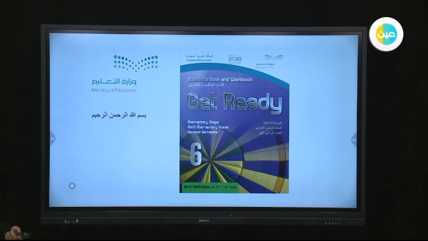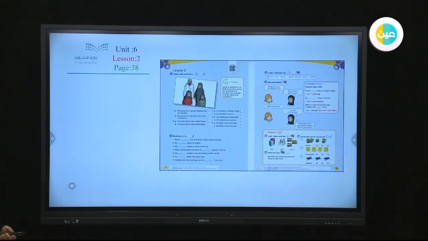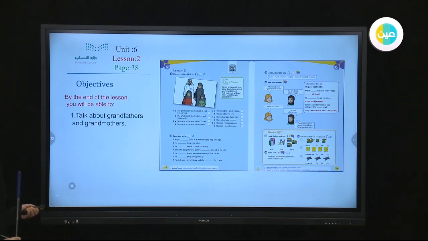Let's start. Bismillah. Okay, today inshallah we are going to have Unit 6, Lesson 2. Open your books on page 38. And we are going to continue talking about past actions that happened to our grandfathers and grandmothers. By the end of the lesson, inshallah, you will be able to talk about grandfathers and grandmothers. Of course, they are past. And you are going to talk about actions in the past, okay? So this is our lesson today.